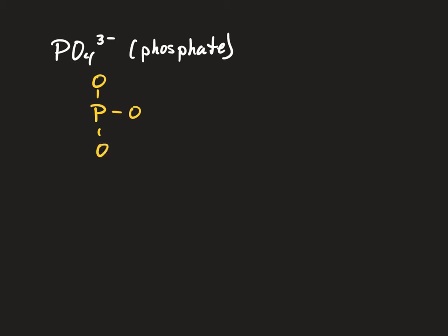Our next ion to consider is the phosphate ion. If we draw this again, oxygen is more electronegative, so oxygen goes around the outside. Phosphorus has to be the central atom. If we look at our valence electrons, phosphorus brings 5. 4 oxygens brings 4 times 6.